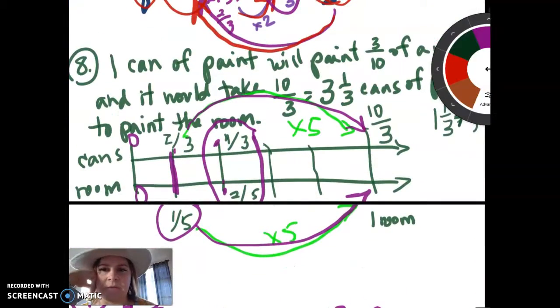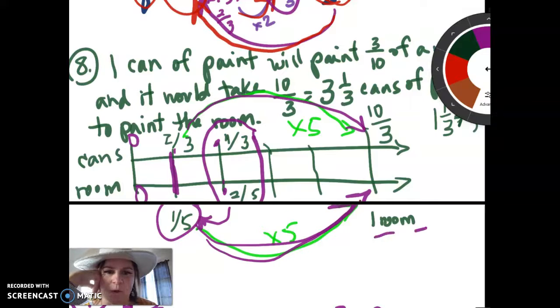Hopefully you got enough out of that paint problem. I know it cut off right before I finished talking about it, but here's some more of the work that I did, and you can just see how I scaled up the 1/5, how first I scaled it down from 2/5 to 1/5 so that I could scale it up by 5 to get to 1 room. And then of course the corresponding number of cans. So hopefully that made sense to you.